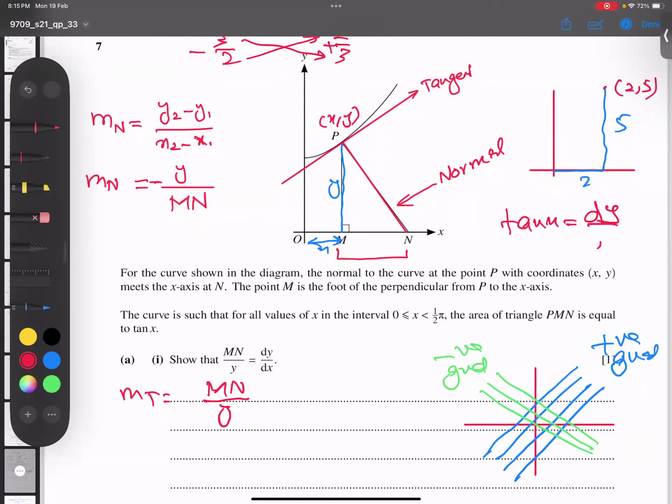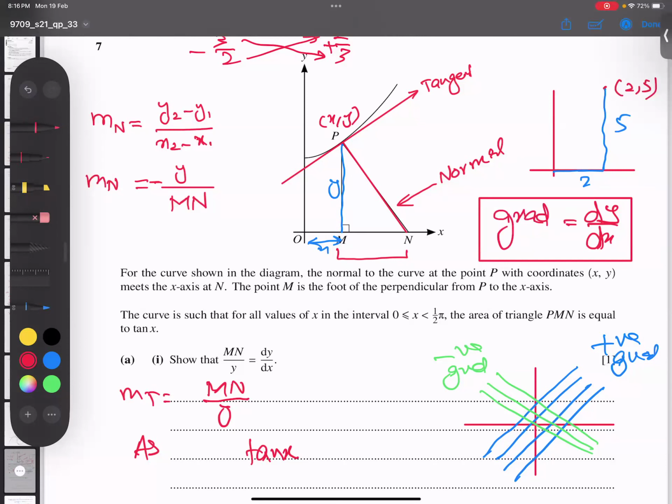And the tangent gradient, by nature, by default, is equal to dy over dx. We did this link in the O levels. So we can say that the gradient of the tangent equals tan theta. As we know, the gradient is actually dy over dx, and all people are familiar with that. So for the gradient of the tangent, I replace this value there. That's simple. So I can say that mn divided by y equals dy over dx.